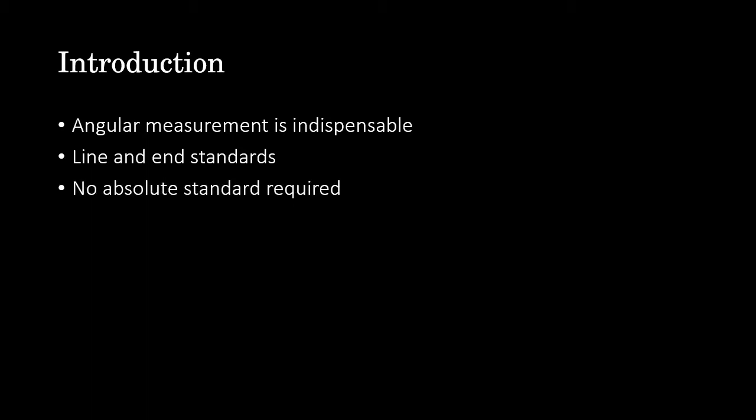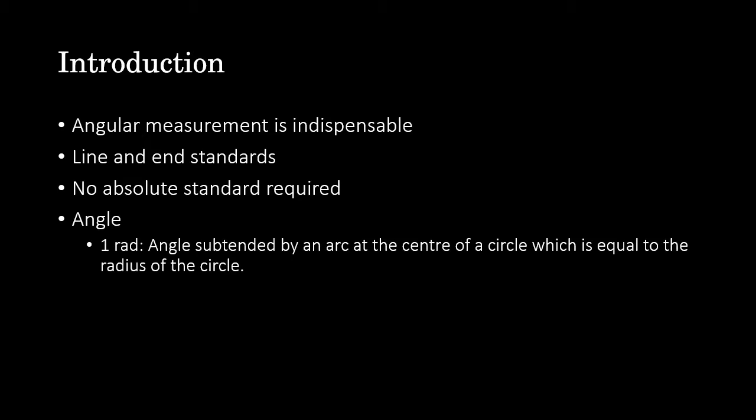The difference between linear and angular measurement is that no absolute standard is required for angular measurement because the angle can be defined very easily. For example, 1 radian angle is the angle subtended by an arc at the center of a circle, which is equal to the radius of the circle.